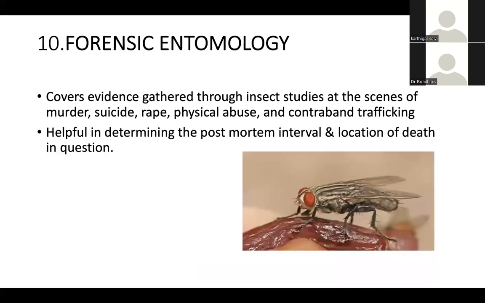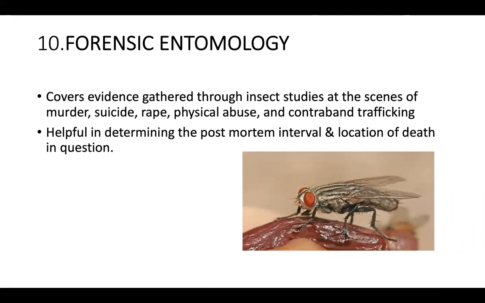Okay. So next is forensic entomology. Entomology means study of insect-related things. Forensic entomology covers evidence gathered through insect study at the scene of murder, suicide, rape, physical abuse, and contraband trafficking. Here, through insect study, the evidence is gathered. It is helpful in determining the postmortem interval and location of death in question.